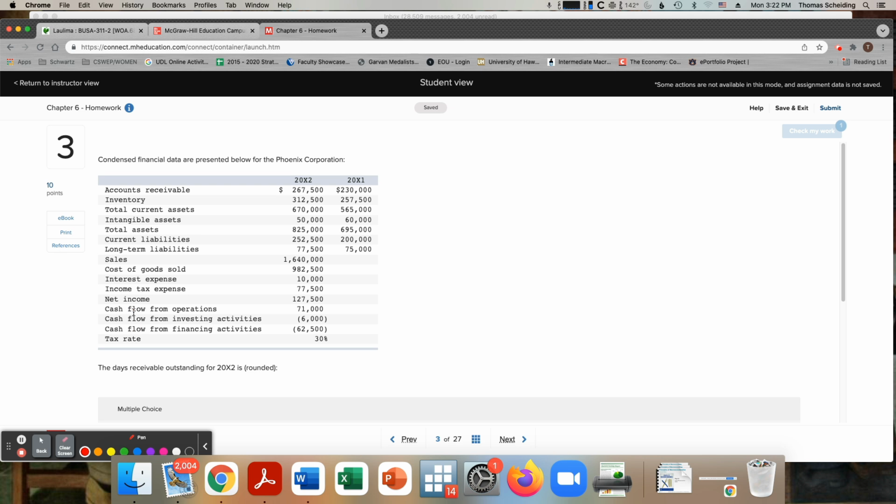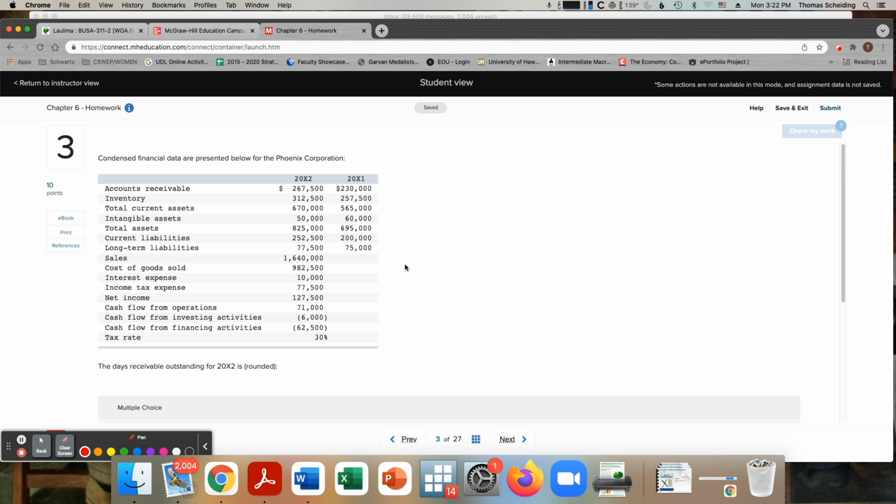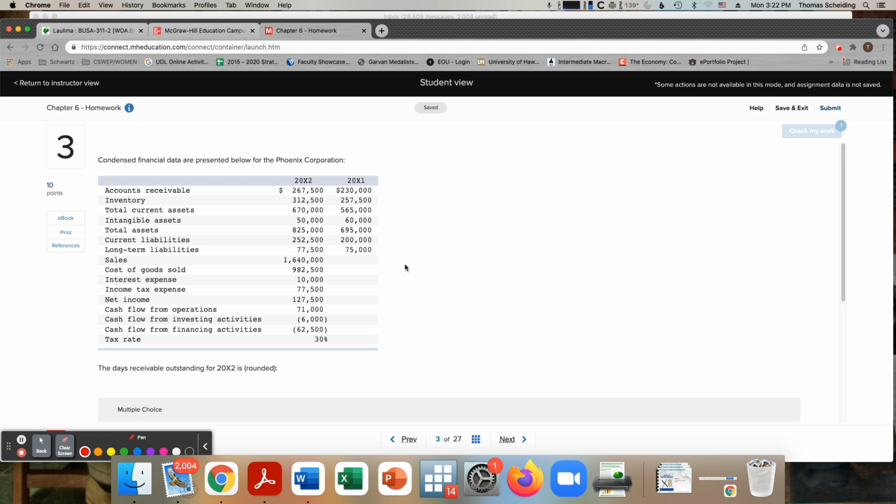Okay, let's look at number 3. Again, I may not do this kind of detail for every question, but I'm going to start off that way at least. Days receivable. So now we've got to find the days receivable. For this, we need the general equation found in the book: the 365 days in the year divided by the accounts receivable turnover, which is what we're going to need to solve for.